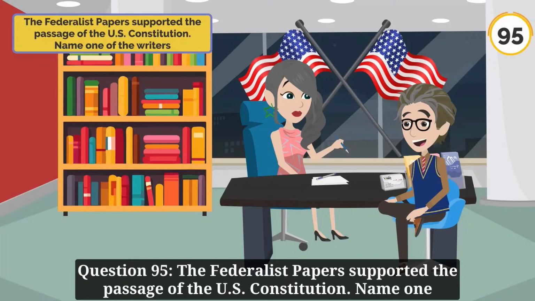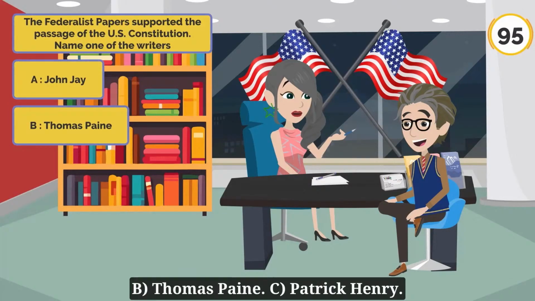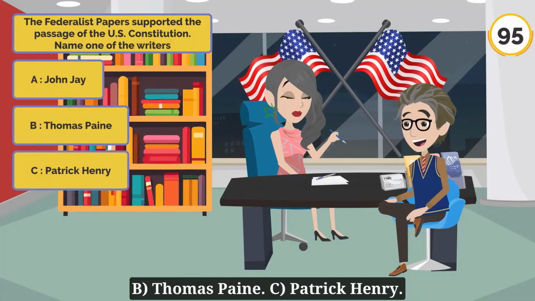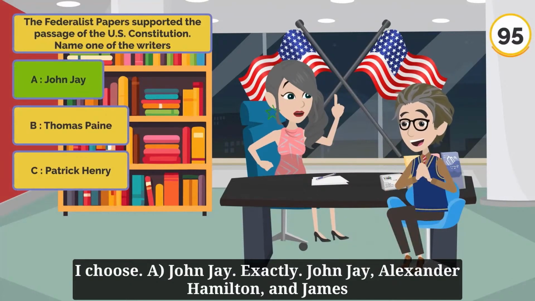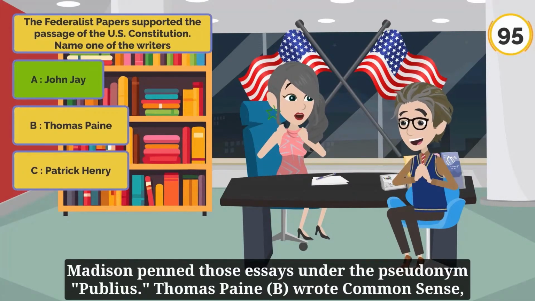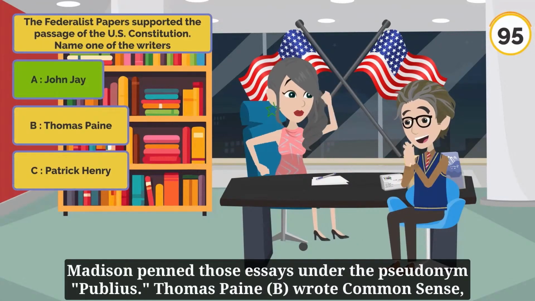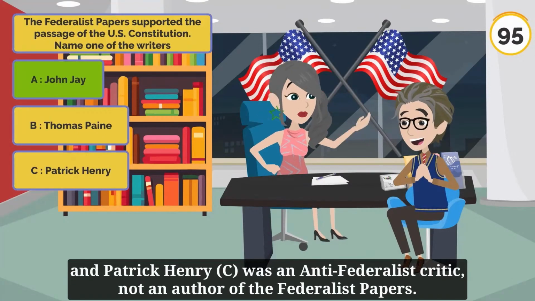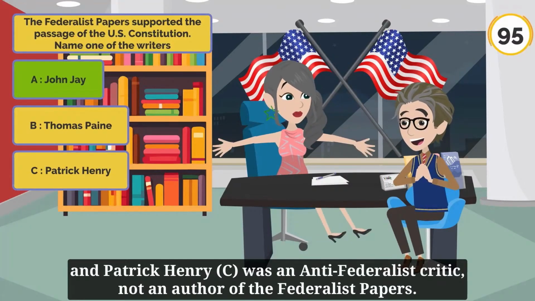Question 95. The Federalist Papers supported the passage of the U.S. Constitution. Name one of the writers. A. John Jay. B. Thomas Paine. C. Patrick Henry. I'll go with A. John Jay. Exactly. John Jay, Alexander Hamilton, and James Madison penned those essays under the pseudonym Publius. Thomas Paine, B, wrote Common Sense, and Patrick Henry, C, was an anti-federalist critic, not an author of the Federalist Papers.